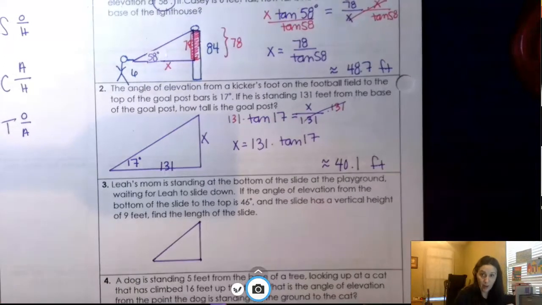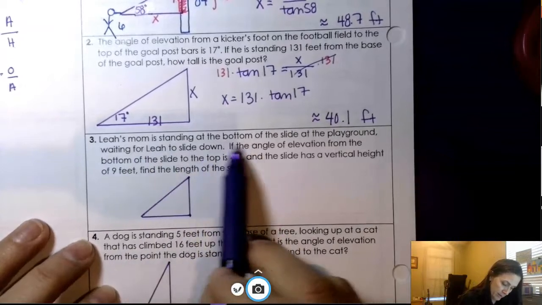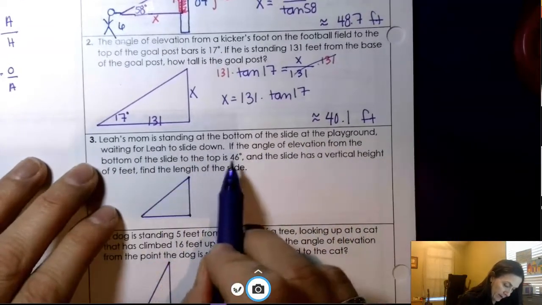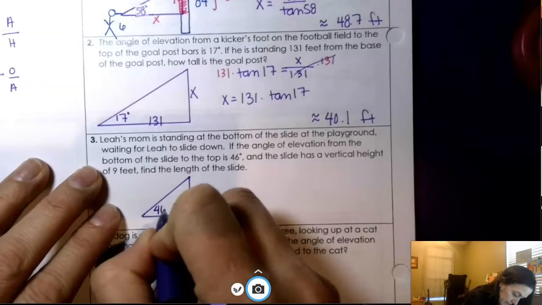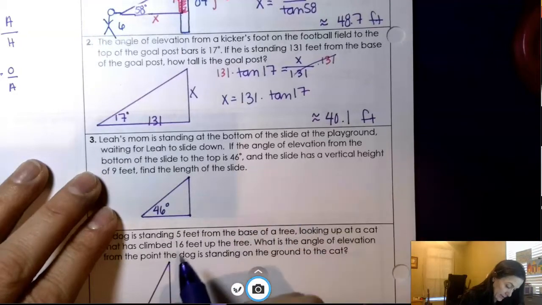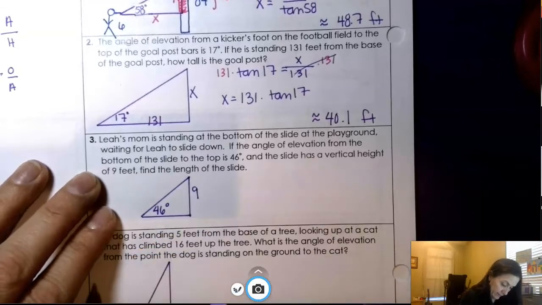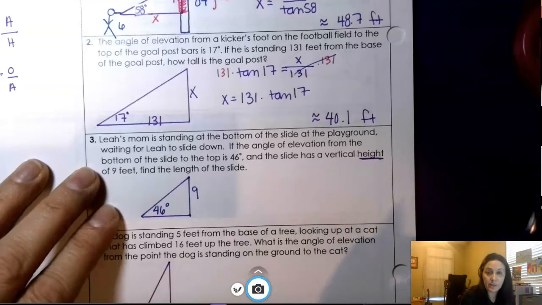Okay, go ahead, pause. Do the next two on your own. Come back and check. Lee's mom is standing at the bottom of the slide of the playground waiting for Lee to slide down. If the angle of elevation from the bottom of the slide to the top is 46 degrees, then the slide has a vertical height of 9, find the length of the slide.